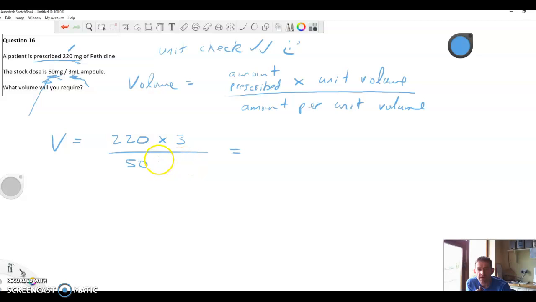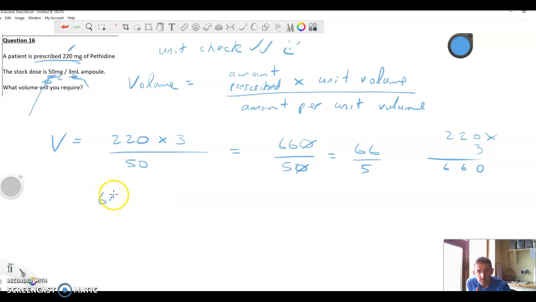3 times 220. Well, you can do a bit of rough work on that if you like. 3 zeros are 0, 3 twos are 6, 3 twos are 6. So we end up with 660 over 50. Now both of these end in 0, so they're both divisible by 10 by just knocking off a 0. So now we have 66 over 5.